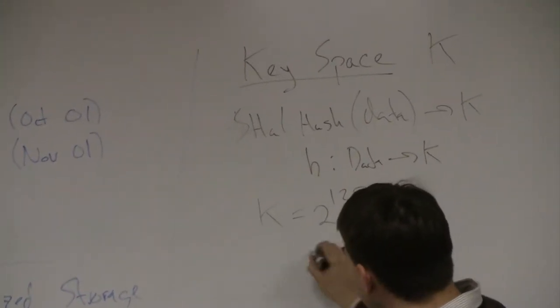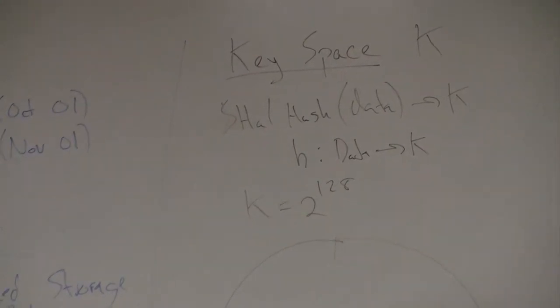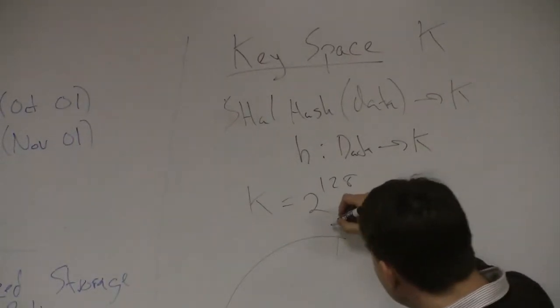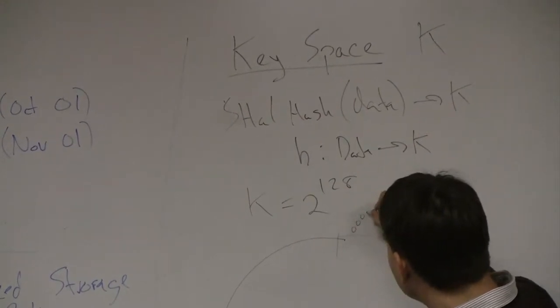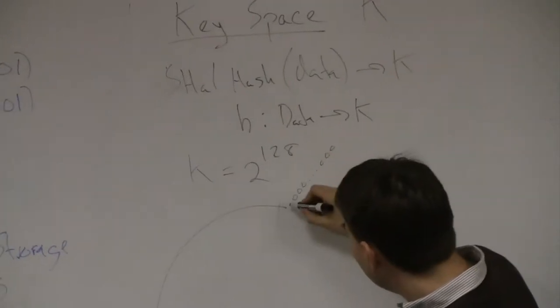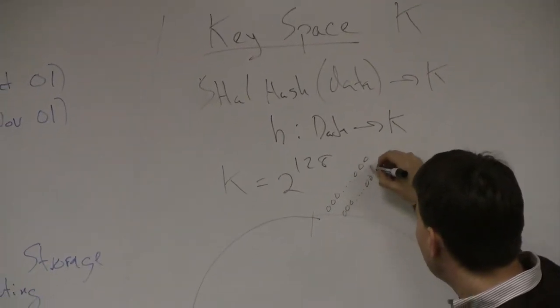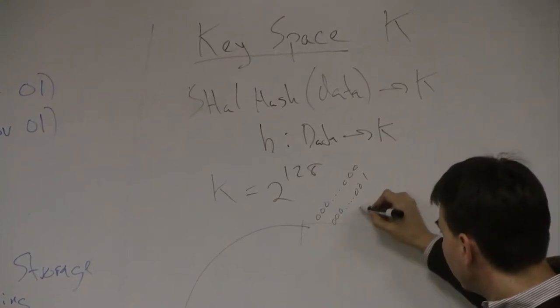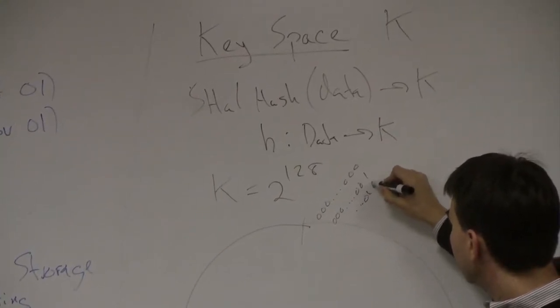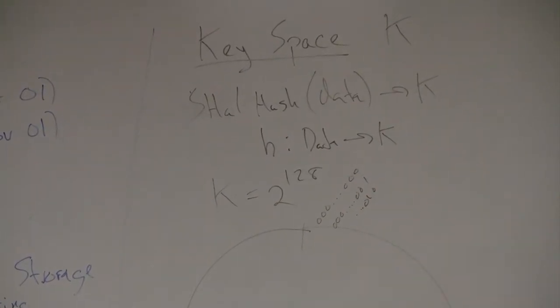It's useful to think of the key space as a ring. So here's going to be 0, 0, 0, and then it's going to wrap around, and then this is going to be 0, 0, 1, and so forth. It's a lot of zeros, so I'm not going to write them all.